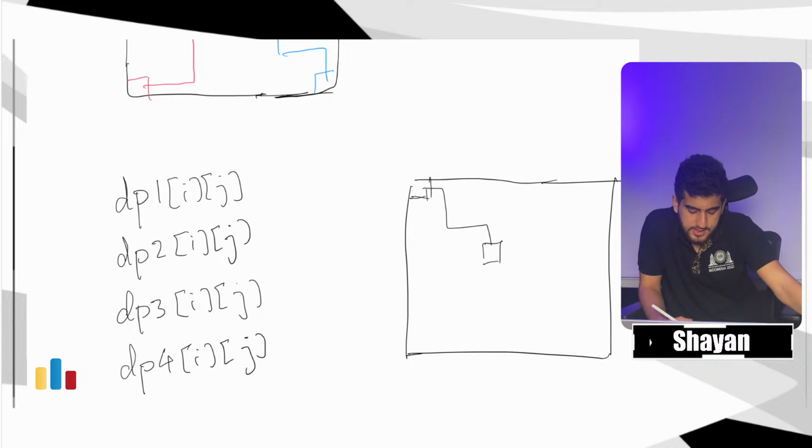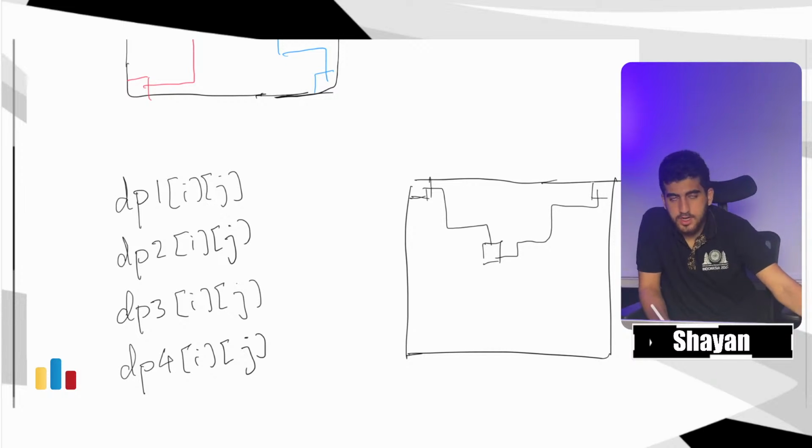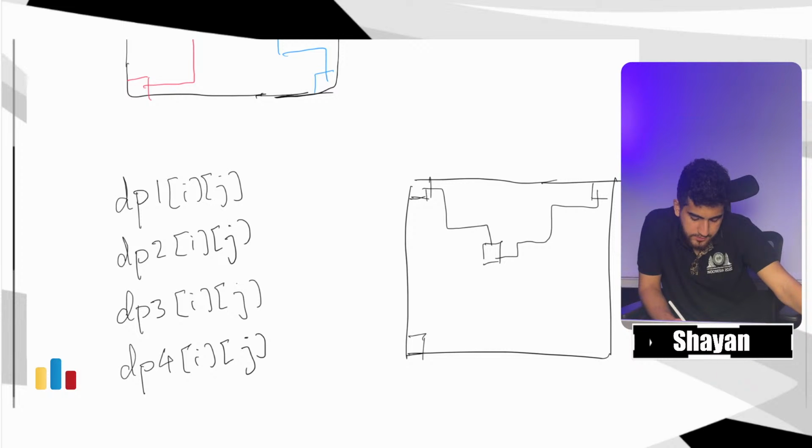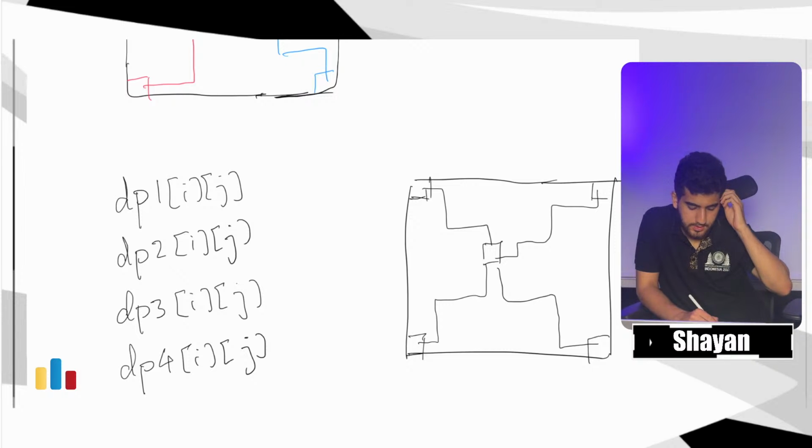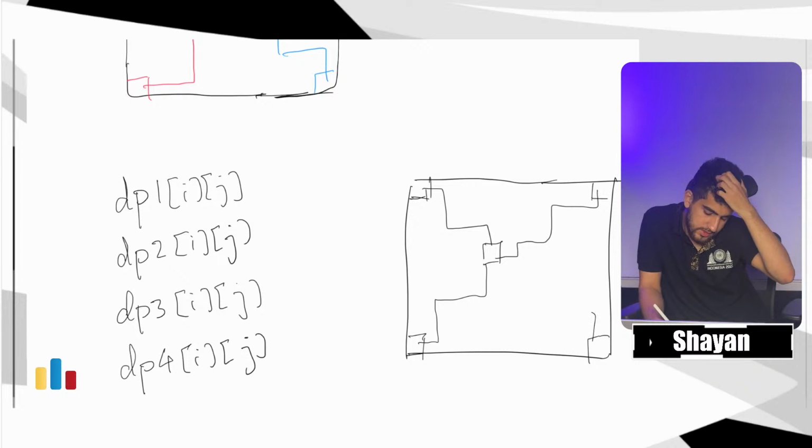dp2 of i and j is the sum if I start from the top right corner and go to i and j, and I can only go downward or leftward. dp3 says what is the answer if I go from the bottom left corner to this cell of i and j. dp4 means what is the total sum if I go from the bottom right corner to this cell of i and j. So I have all these.